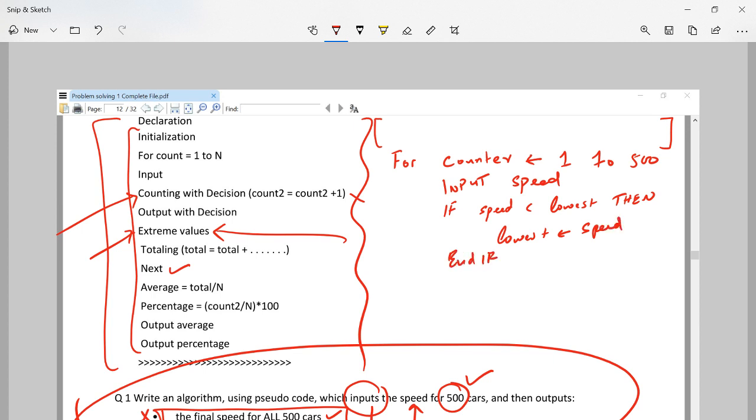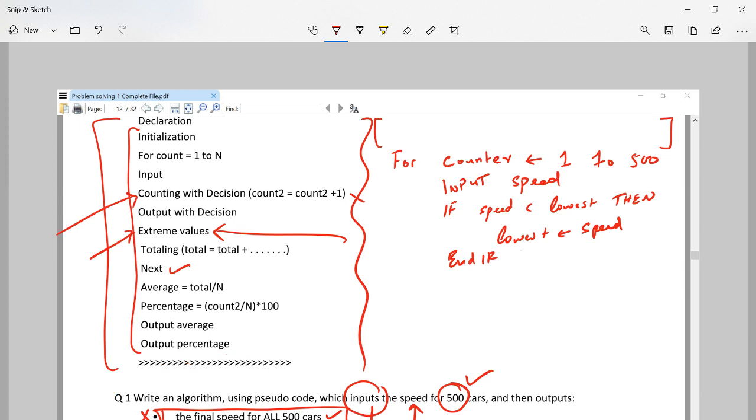So this is the pattern that we need to remember for the extreme value scenario. For example, in some other question they are going to ask us to input the marks for 500 students and output the worst marks. So if marks less than worst, then worst assigned to marks. So just remember this pattern, which will be applied and changed according to the situation.